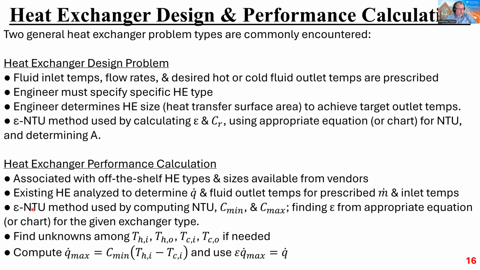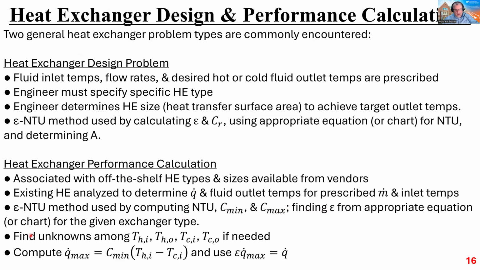So you can also use the effectiveness-NTU method in this case by starting with Q dot and calculating the required NTU, Cmin, and Cmax. So you determine those, and then you use an appropriate effectiveness-NTU equation or chart to find the needed effectiveness for each given heat exchanger type, and then that tells you whether or not you have a heat exchanger selected off the shelf that'll give you enough heat transfer to meet your requirements.